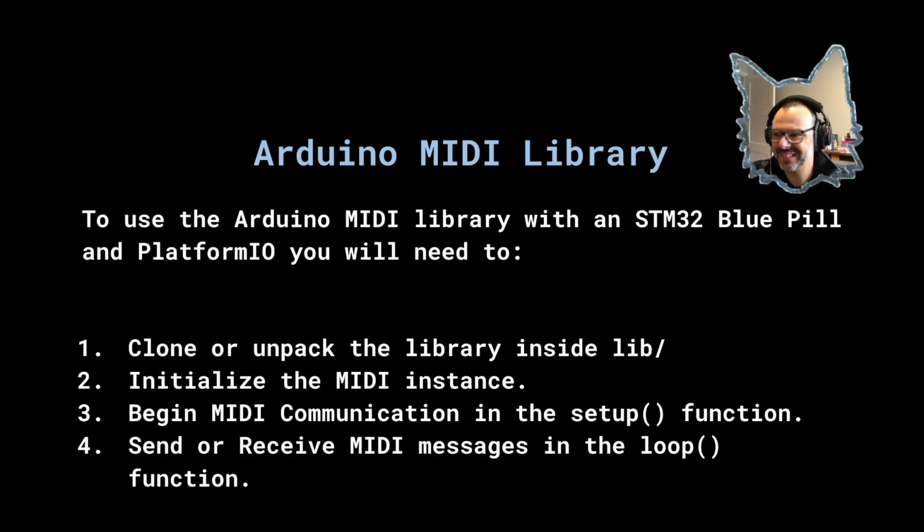Once I have it in the folder structure, then I am able to include it into my sketch, and then we can initialize it and use it to receive and send MIDI data. It's really quite straightforward. So rather than spend a whole bunch more time here, let's just move on to VS Code and show you a simple example of how this is done.